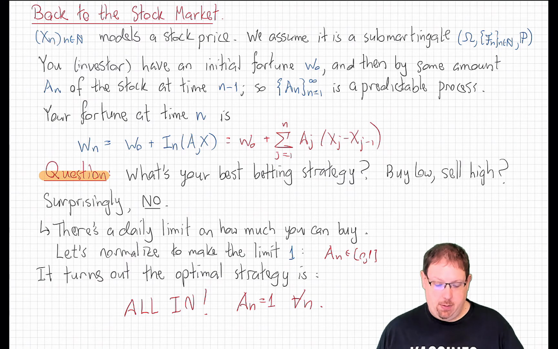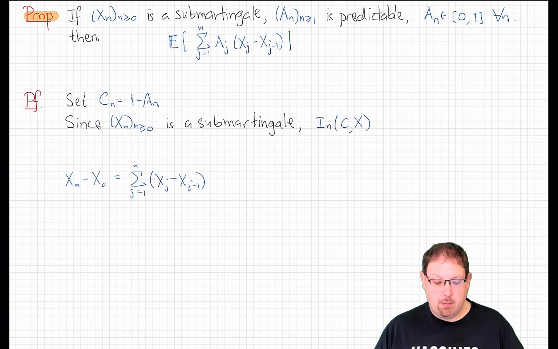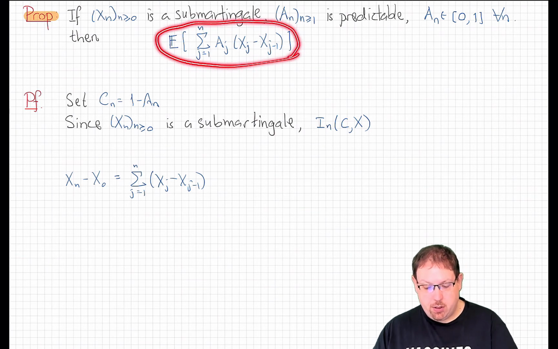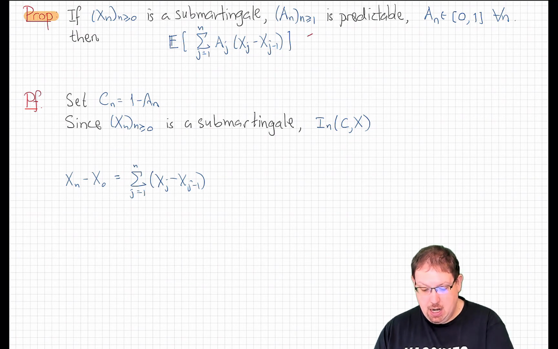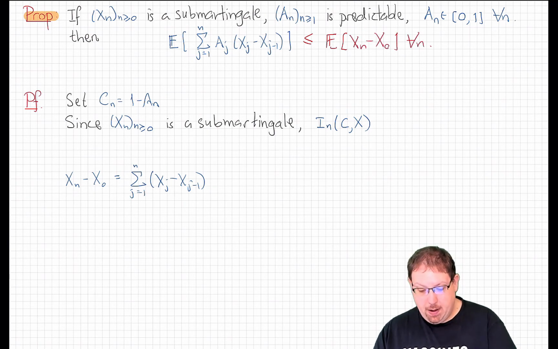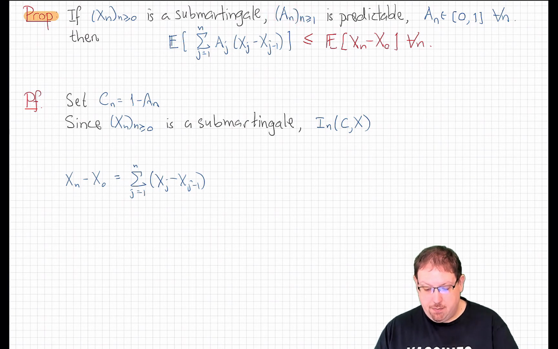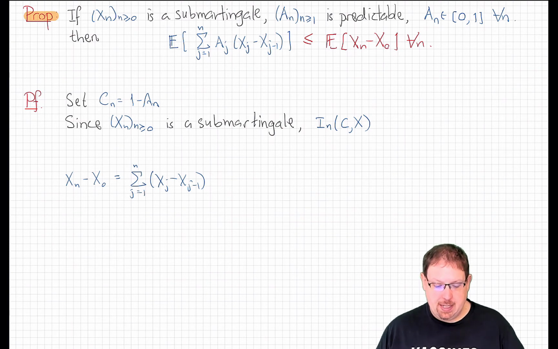So that's what we get with the all-in strategy, and the theorem is that no matter what predictable strategy you use, if Xn is actually a submartingale, then the expected value of the amount of your fortune that you've accrued up to time n beyond your initial amount is never more than the expected value of Xn minus X0. That is, no matter what betting strategy you employ here, you can never do better than you would do with the all-in strategy.